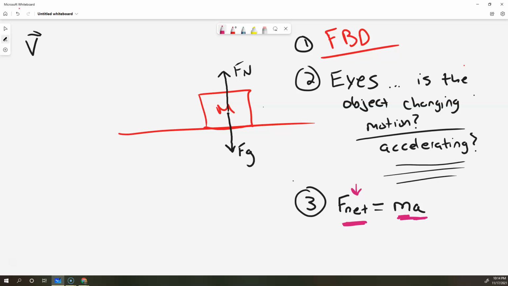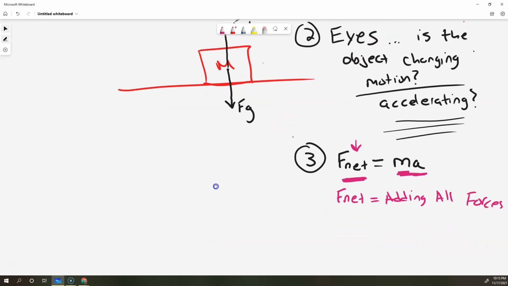The only other thing that I need to solve a problem is to understand that F net means adding all the forces. If I understand that, I can solve any force problem no matter how many forces there are and no matter what is going on. Those are the tools we need. Let's put this into practice.